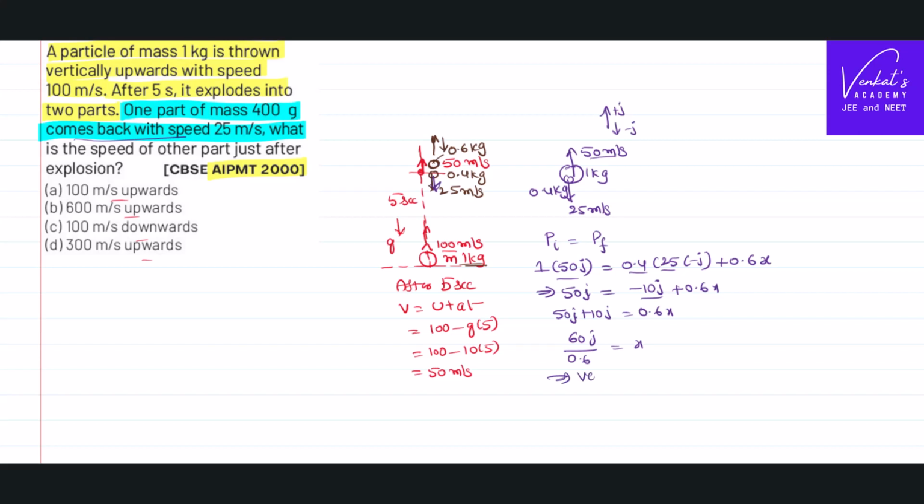That implies velocity of other piece is 60 by 0.6, means again 6 by 10, plus J. This is 10. 10 and 10 is 100. I got plus J meter per second velocity. When I say plus J, it means it is moving upward. So my answer is 100 moving upward. So answer is 100 moving upward. All other options are obviously wrong. That's how we have to solve the problem using conservation of linear momentum. Thank you for watching.